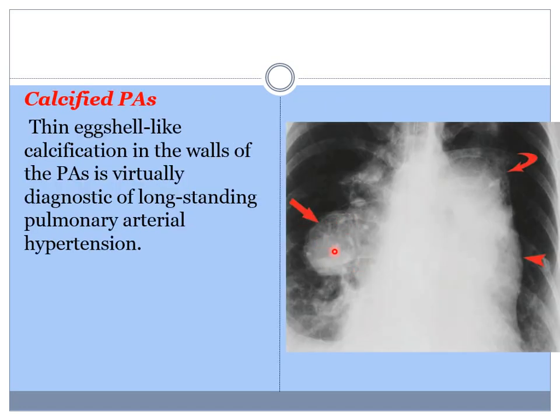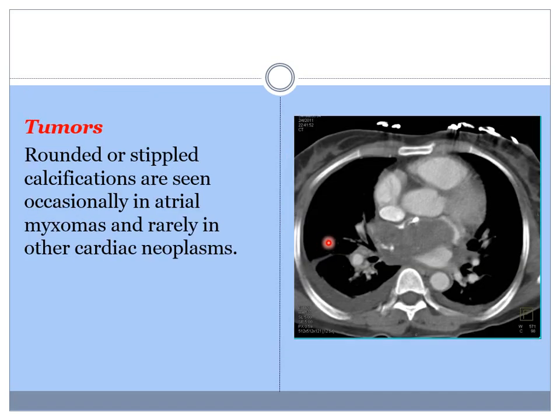Calcified pulmonary arteries. Thin egg-shaped calcification in the wall of pulmonary arteries is virtually diagnostic of long-standing pulmonary arterial hypertension. Tumor. Round or stippled calcification is seen occasionally in atrial myxoma and rarely in other cardiac neoplasms. Here we have a myxoma in the left atrium and it's calcified in the wall.